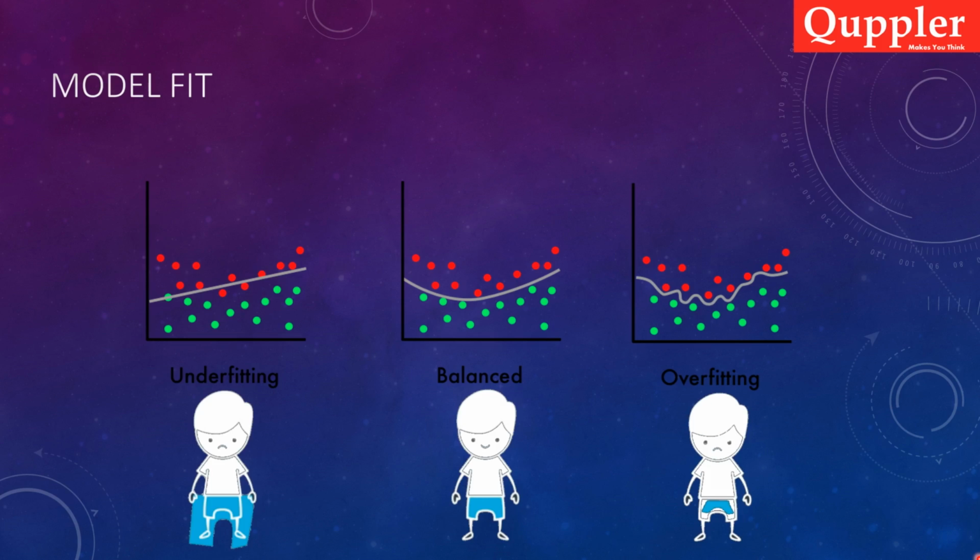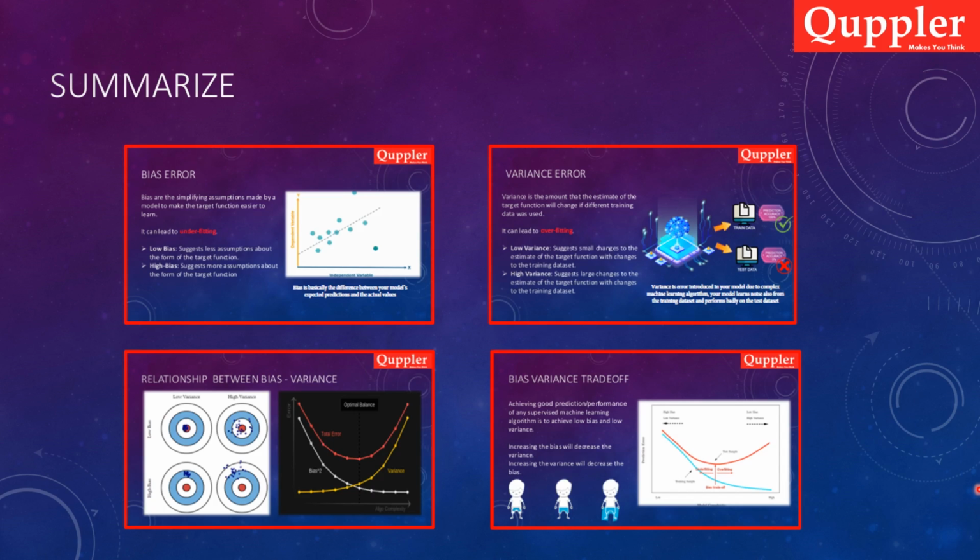To summarize what we have learned today: first was bias error, then we moved on to understanding the variance error, then we saw the relationship between them, and with that relationship how we can find the exact bias-variance trade-off to strike a proper balance between the underfitting and overfitting of your model.